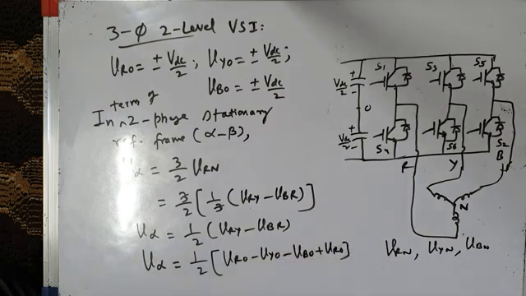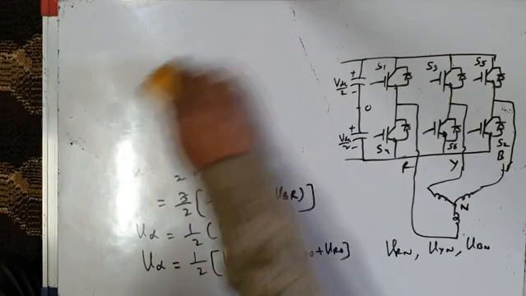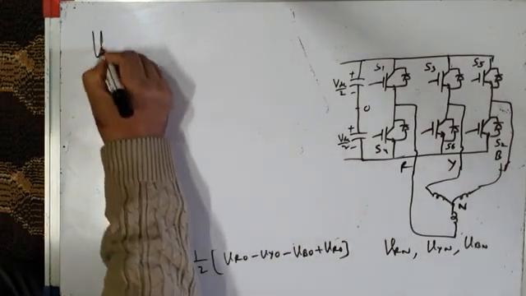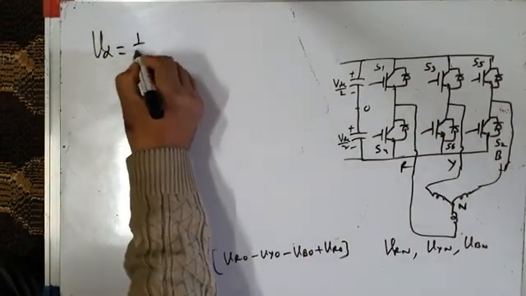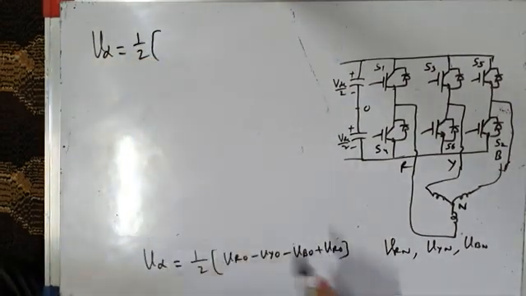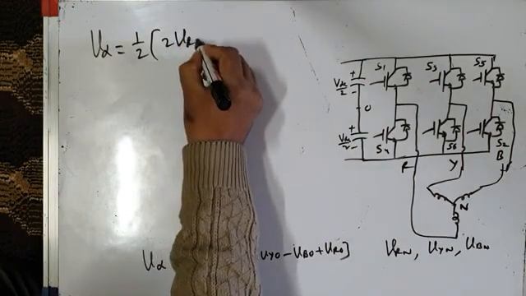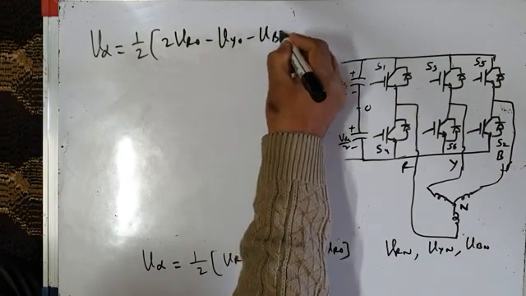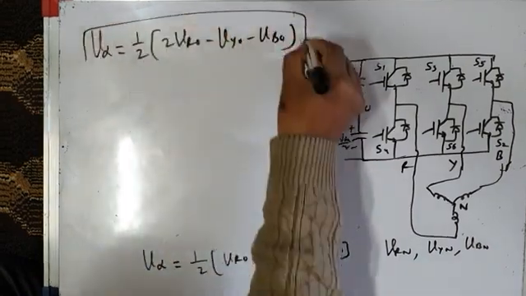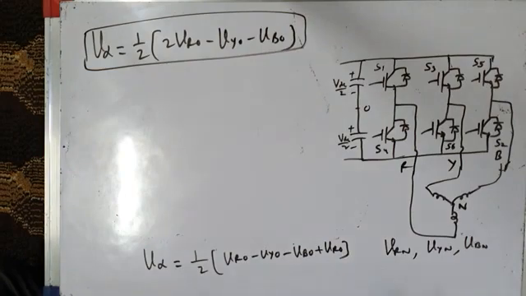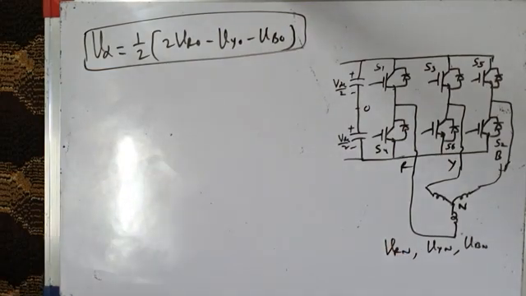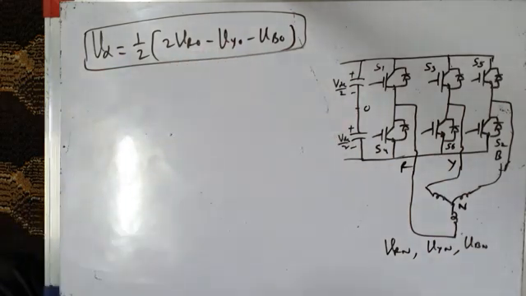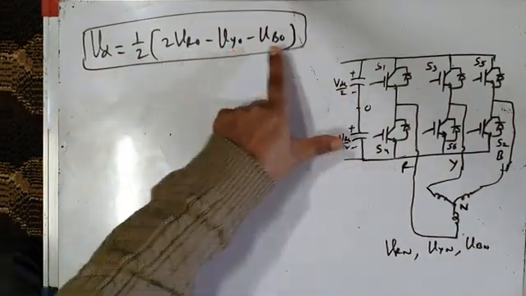Okay, fine. So therefore it can also be written as V alpha is equal to 1/2 times, I have VRO plus VRO, that is 2 times VRO minus VYO minus VBO. This is one very important equation. You have to remember it at the tip of your tongue. This is how we represent V alpha, equivalent alpha axis voltage in terms of pole voltages, 3-phase pole voltages, VRO, VYO, and VBO.